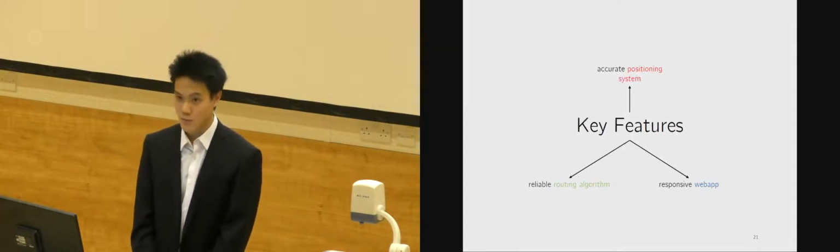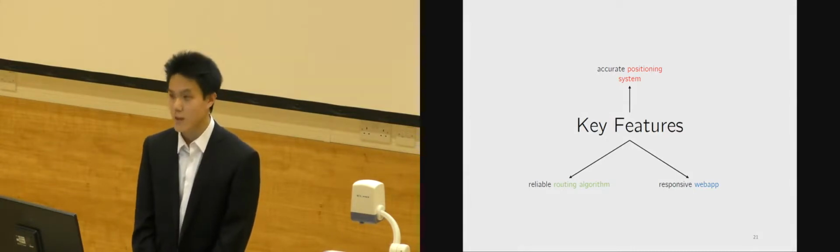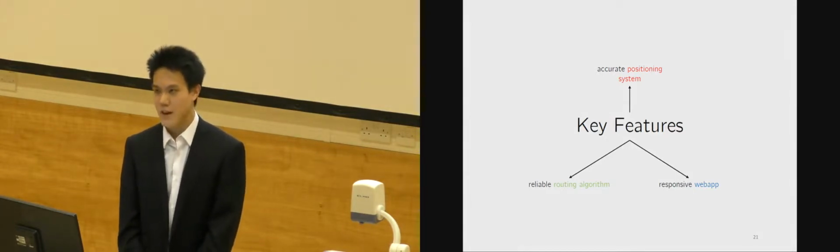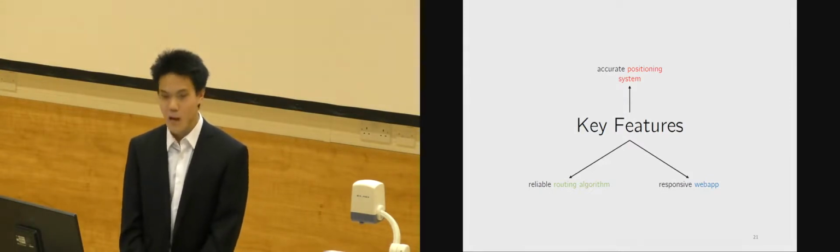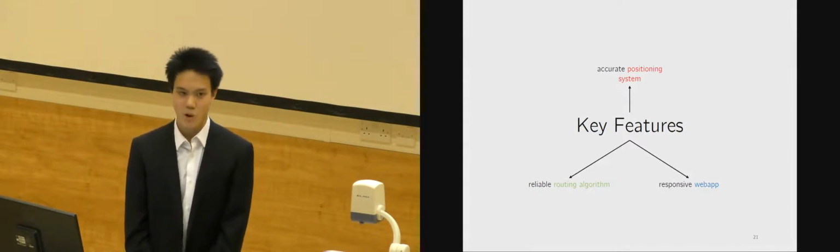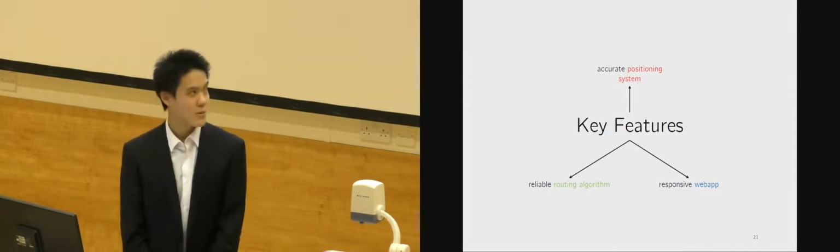So, in conclusion, we have implemented the following key features. We have an accurate positioning system, enabling the robots to quickly recover if there's a problem. We have a reliable routing algorithm, enabling the robots to go throughout the board, and a responsive web app.